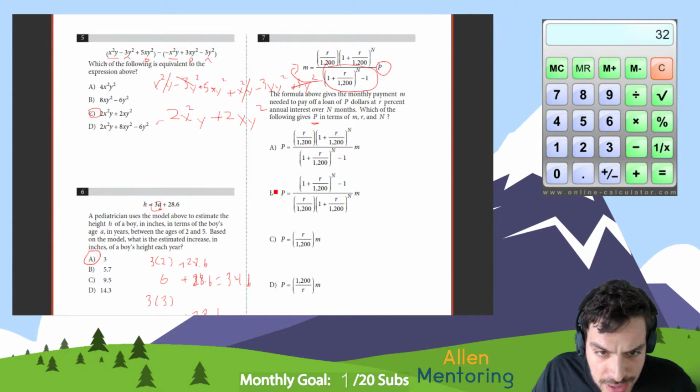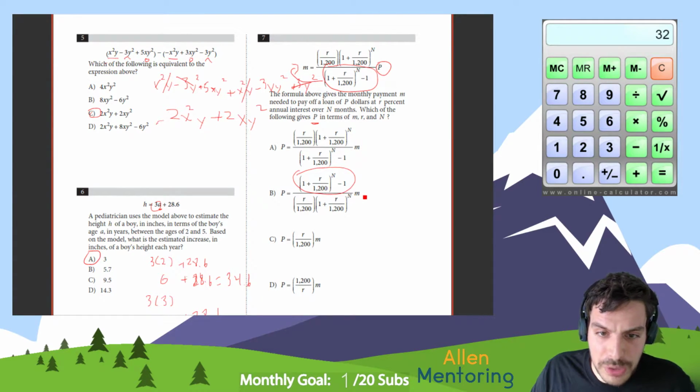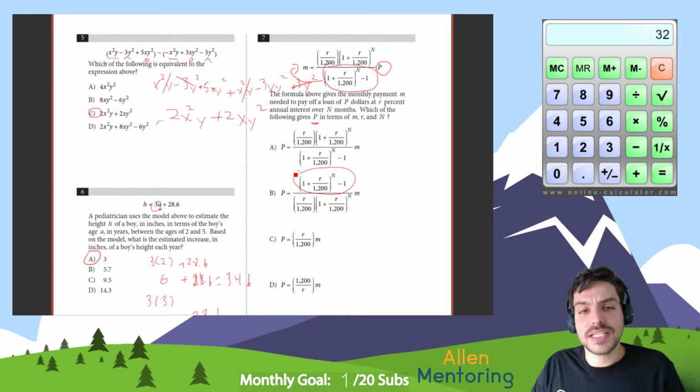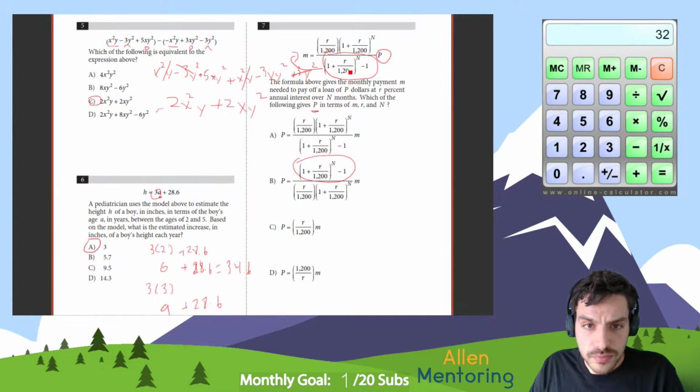Okay, so I see actually only B, right? Only B has this giant thing in the numerator, right? It's multiplying by M. Okay, so we kind of actually already know that B is the answer, all right? But let's see how we get those other two, okay?